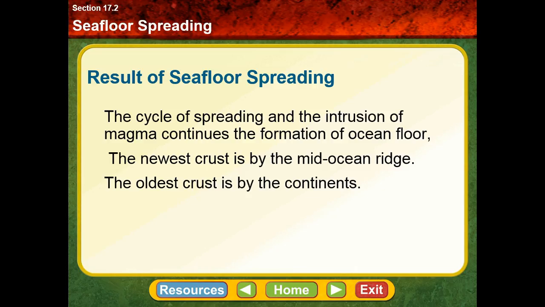So our oldest crust is by our continents. One of the things we know from seafloor spreading is it's going to tell us the age of the ocean floor. If the rock is hardening at the break in the crust in the middle of the ocean, then that's the newest rock. In order to get pushed underneath in the trenches, that rock had to have been there first in order to get pushed to the side. So that's our older rock, and that is over by the continents.